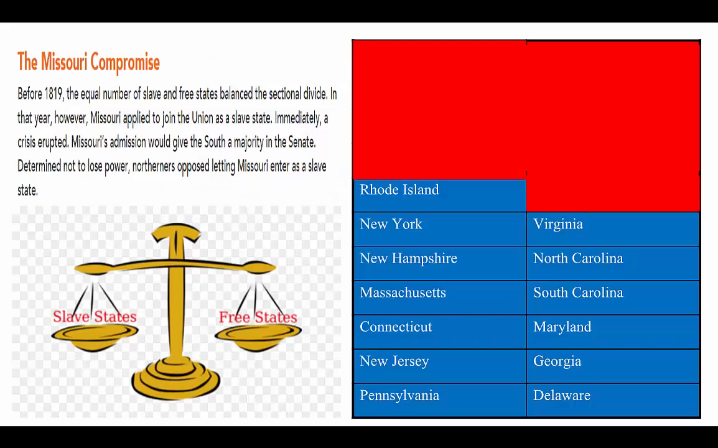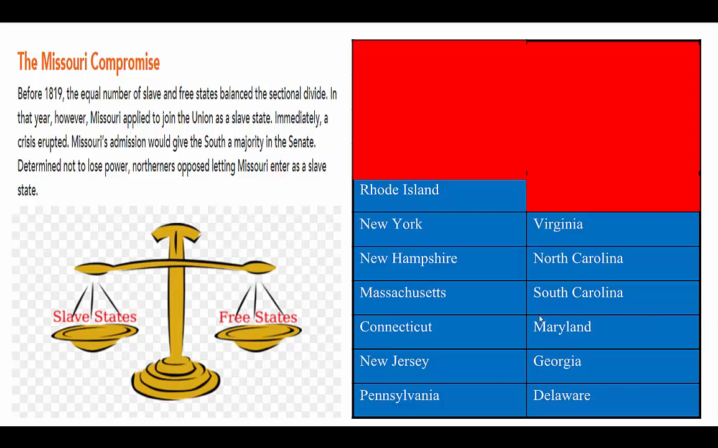The Missouri Compromise. Before 1819, the equal number of slave and free states balanced the sectional divide. In that year, however, Missouri applied to join the Union as a slave state. Immediately, a crisis erupted. Missouri's admission would give the South a majority in the Senate. Determined not to lose power, Northerners opposed letting Missouri enter as a slave state. Question number 4, why were Northerners upset when Missouri wanted to join the country in 1819? Well, that was going to tip the scales to the slave states.